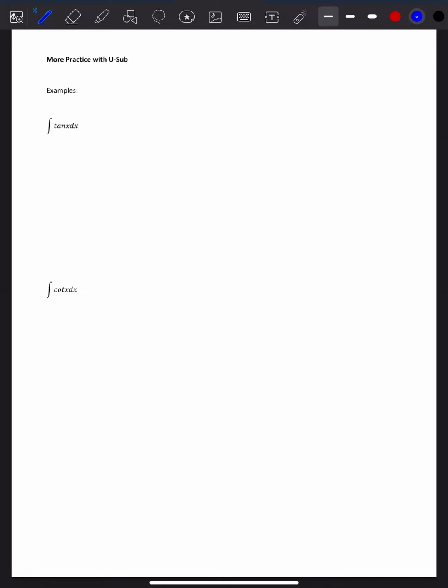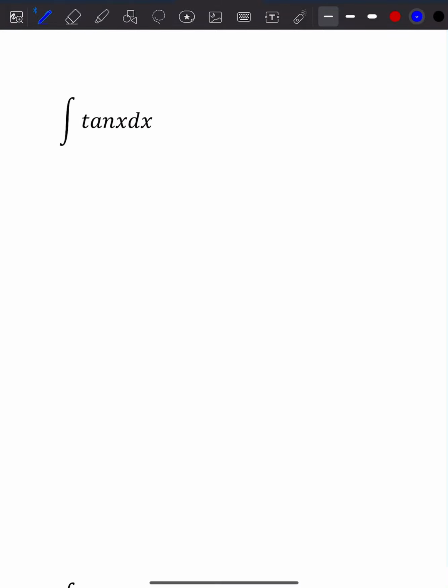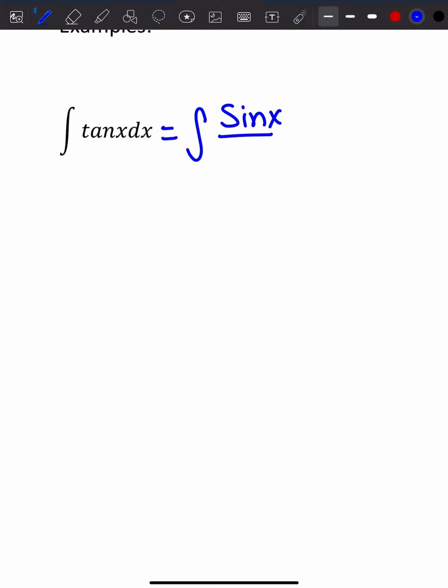We're going to talk about a couple more u substitution problems. These ones are specifically ones that we couldn't do before, but now we can because of u substitution. So the first one we're going to look at is the integral of tangent. Instead of looking at it as the integral of tangent, we're going to actually look at this as the integral of sine over cosine.